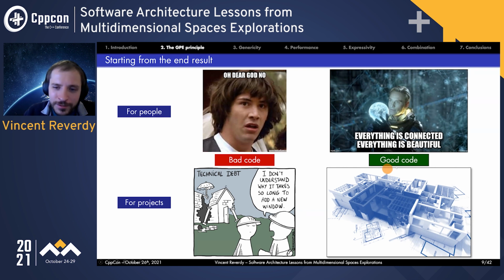For good code, on the contrary, good code generally comes hand in hand with good software architecture. What that means is that everything will fit together nicely. And what I will explain in this talk is how we can make that happen, and in particular, in the case of multidimensional arrays, what does it mean?